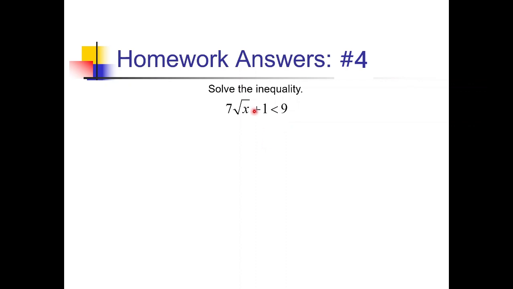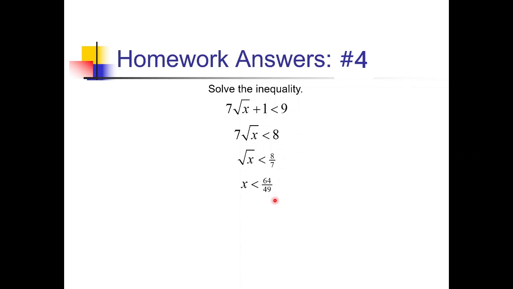So first step to isolating the radical, we're going to subtract 1. And then we're going to want to divide both sides by 7. So that'll be 8 over 7. And then we have to square both sides to get rid of the square root. So we have x less than 64 over 49.